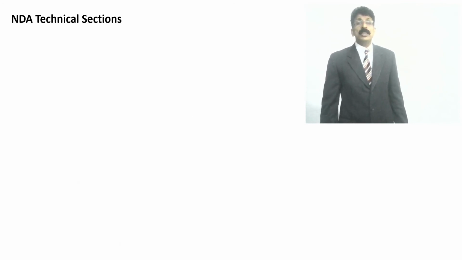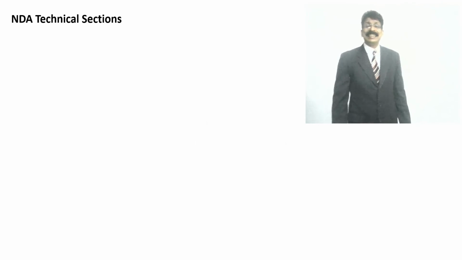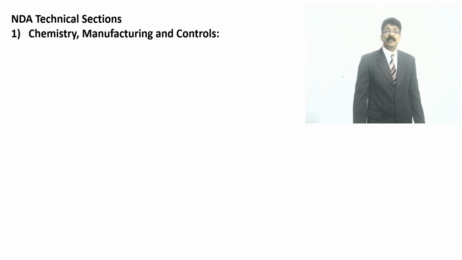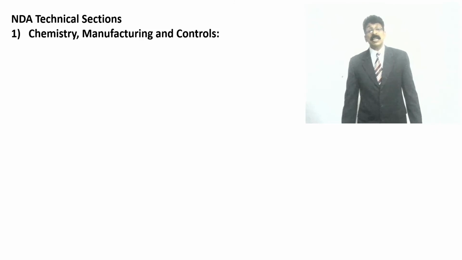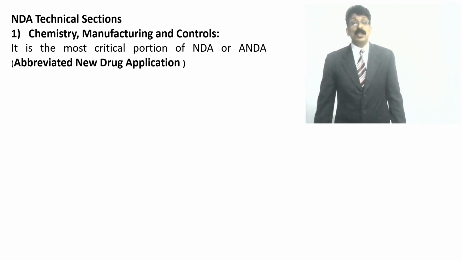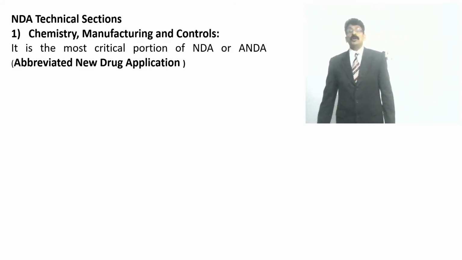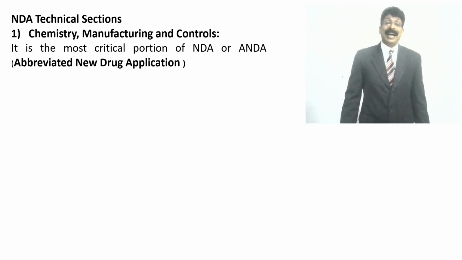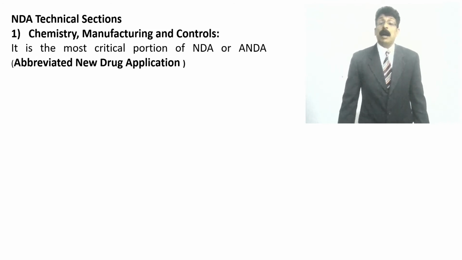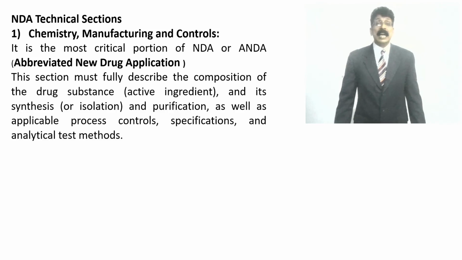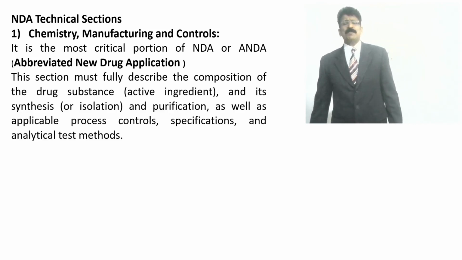New drug application technical section. Number one, chemistry, manufacturing and controls. It is the most critical portion of the new drug application and abbreviated new drug application for generic drugs. The section must be fully described.